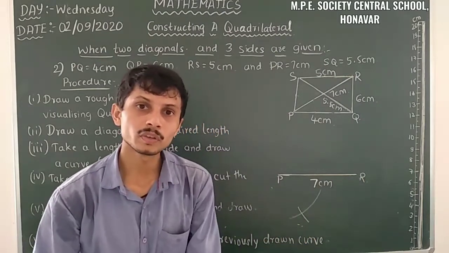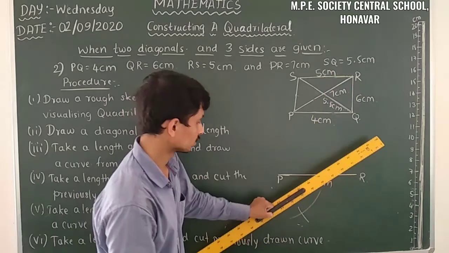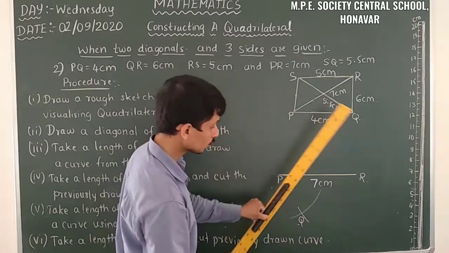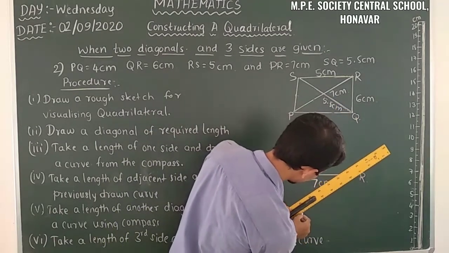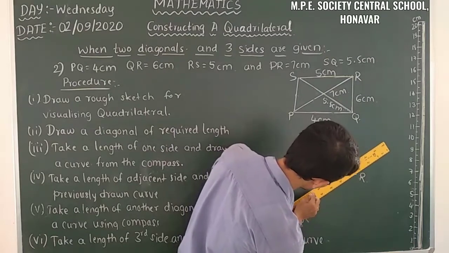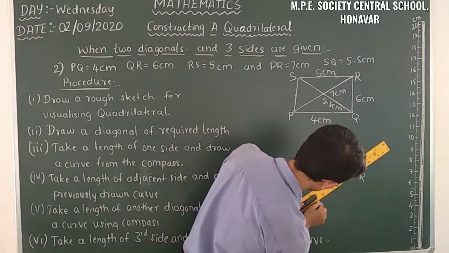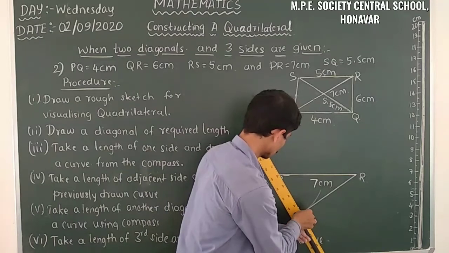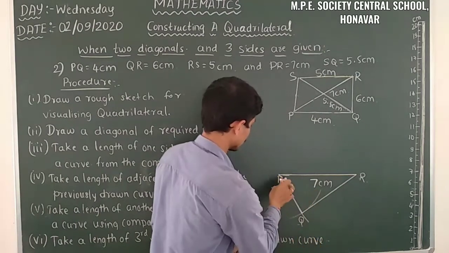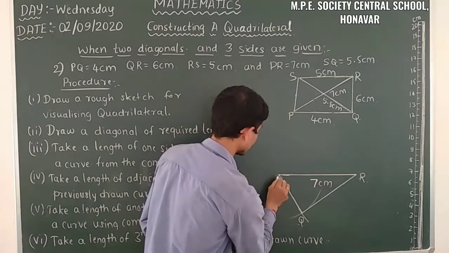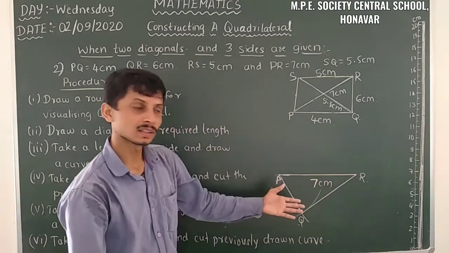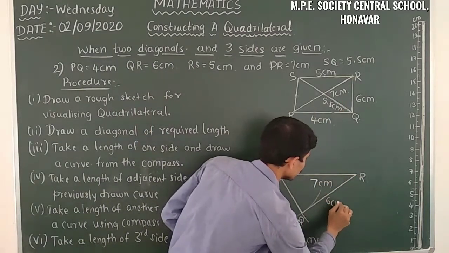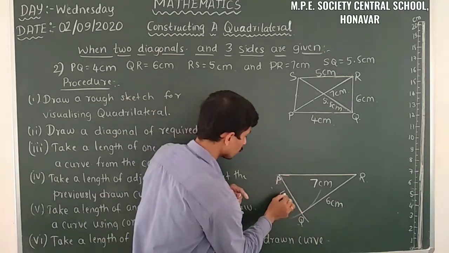Then what do you have to do? We have to draw the sides, join the sides here. The point is Q. So join QR here. Yes, join QR and PQ. Here it is PQ. Then label all the sides. What is the length of QR? QR is equal to 6 centimeters. And what is the length of PQ? PQ is equal to 4 centimeters.